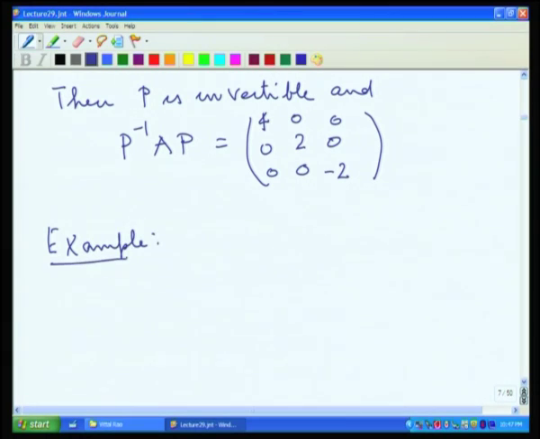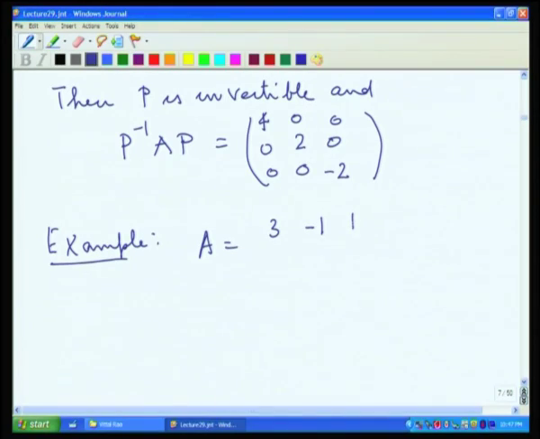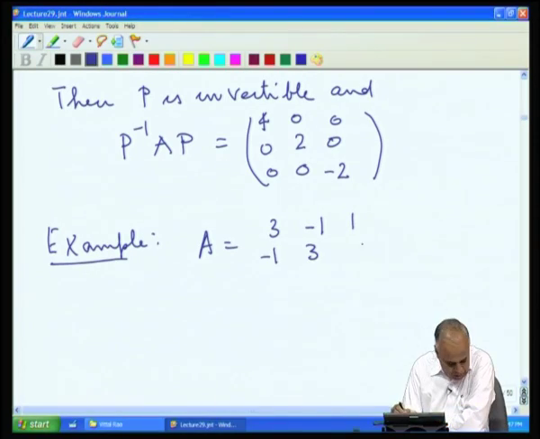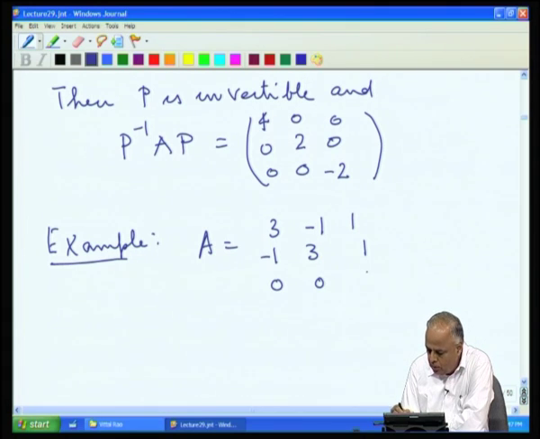We note that in the previous example, in the eigenpairs that we got, the 3 numbers lambda 1, lambda 2, lambda 3 were all distinct, but this is not necessary. These numbers may be repeated. Let us look at another example: A equals 3 minus 1 1, minus 1 3 1, 0 0 4.